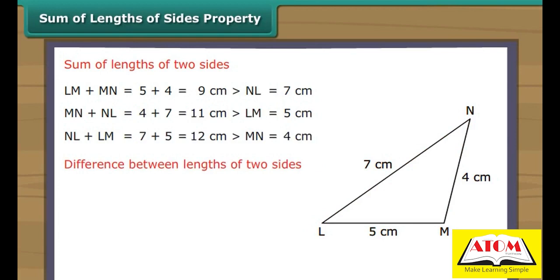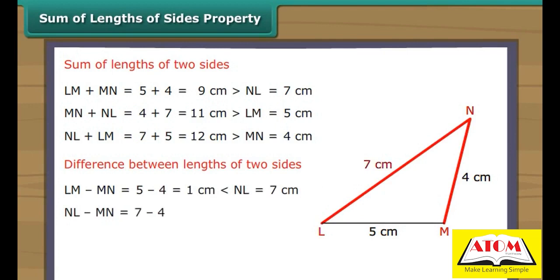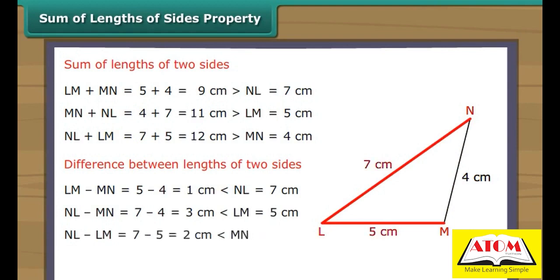Now let us look at the difference between the lengths of two sides. LM minus MN is equal to 5 minus 4, which equals 1 cm, which is smaller than NL, which is 7 cm. NL minus MN is equal to 7 minus 4, which equals 3 cm, which is smaller than LM, which is 5 cm. NL minus LM is equal to 7 minus 5, which equals 2 cm, which is smaller than MN, which is 4 cm. Triangle LMN satisfies the sum of lengths of sides property.